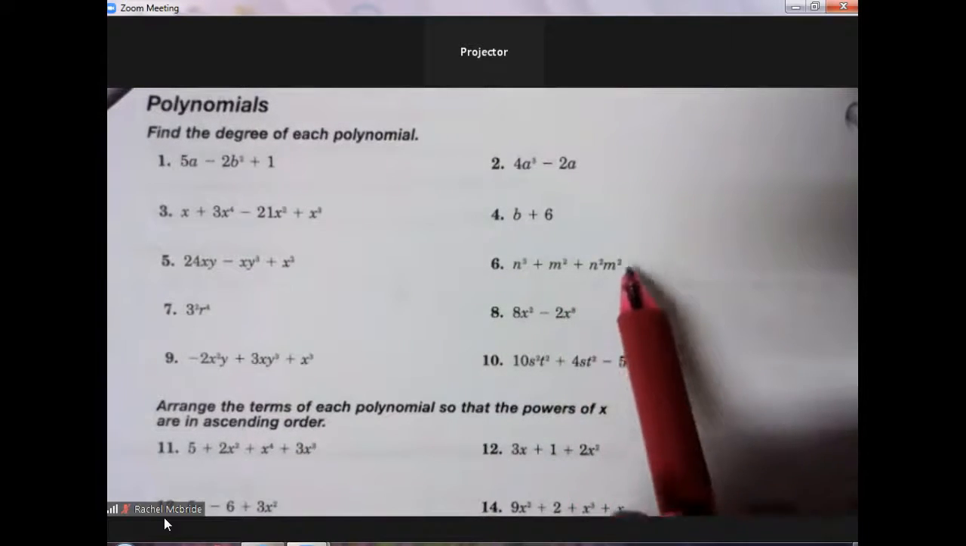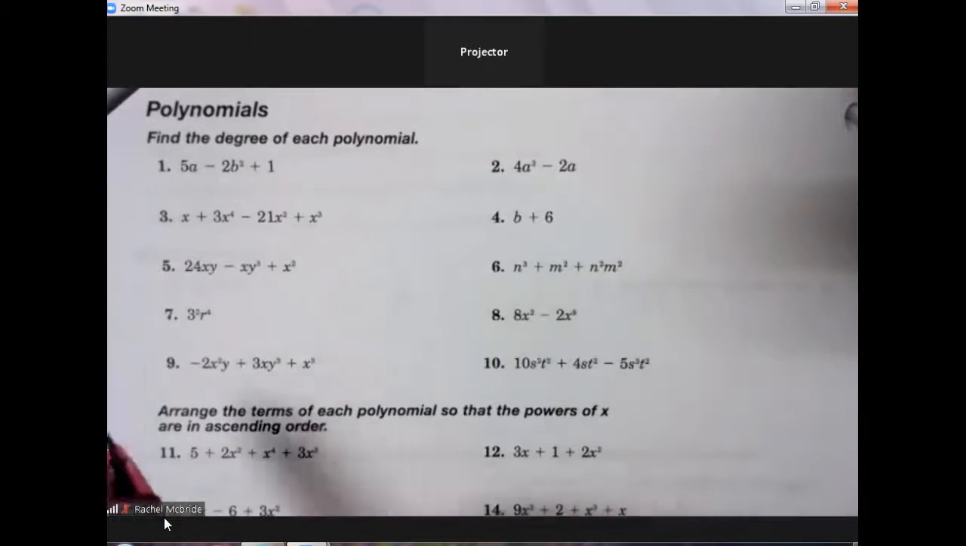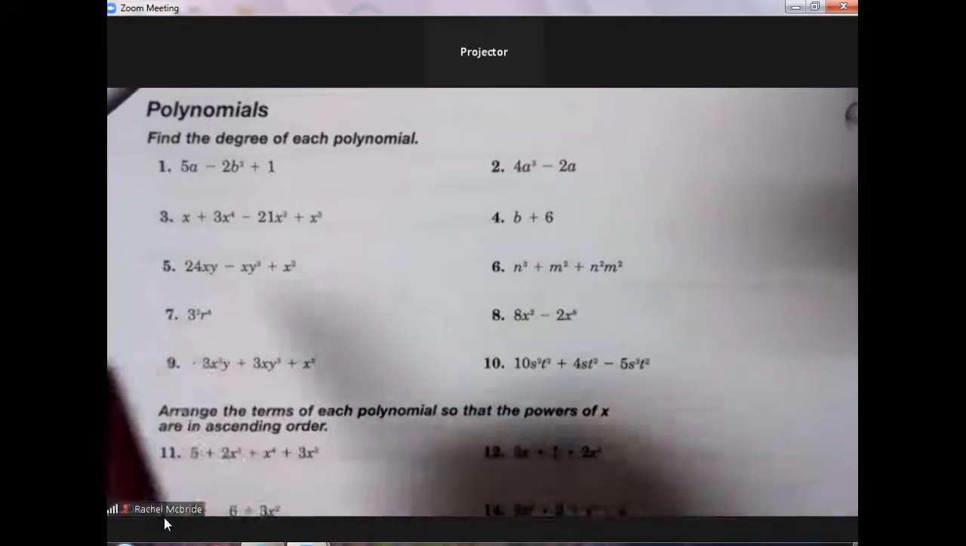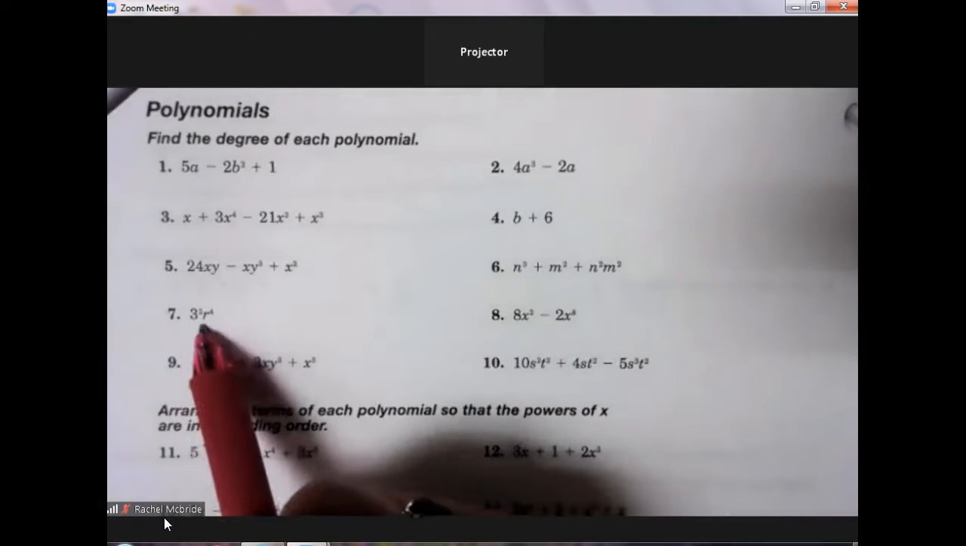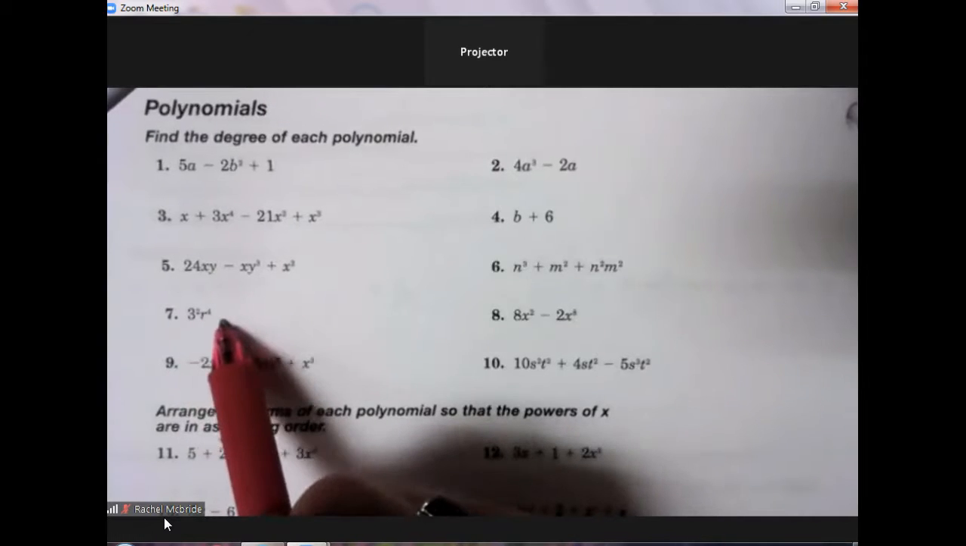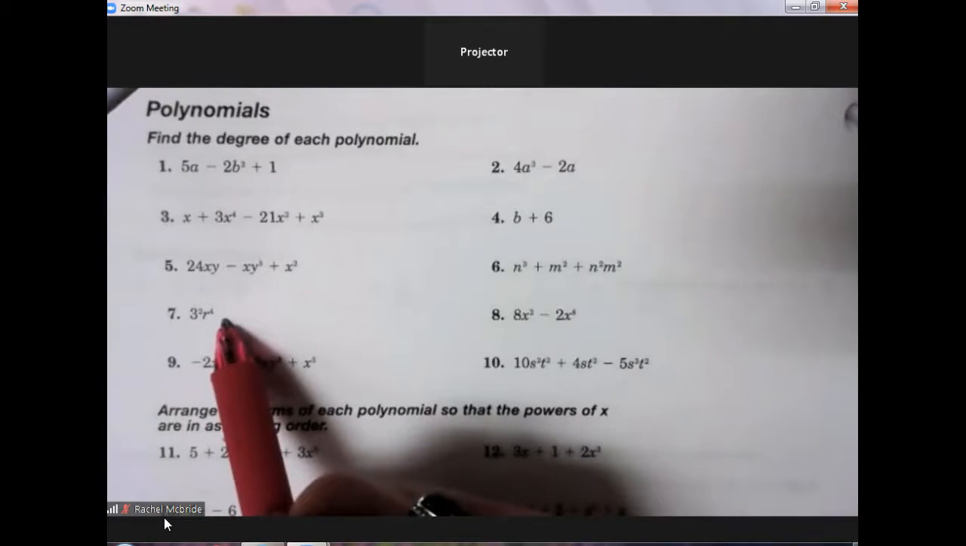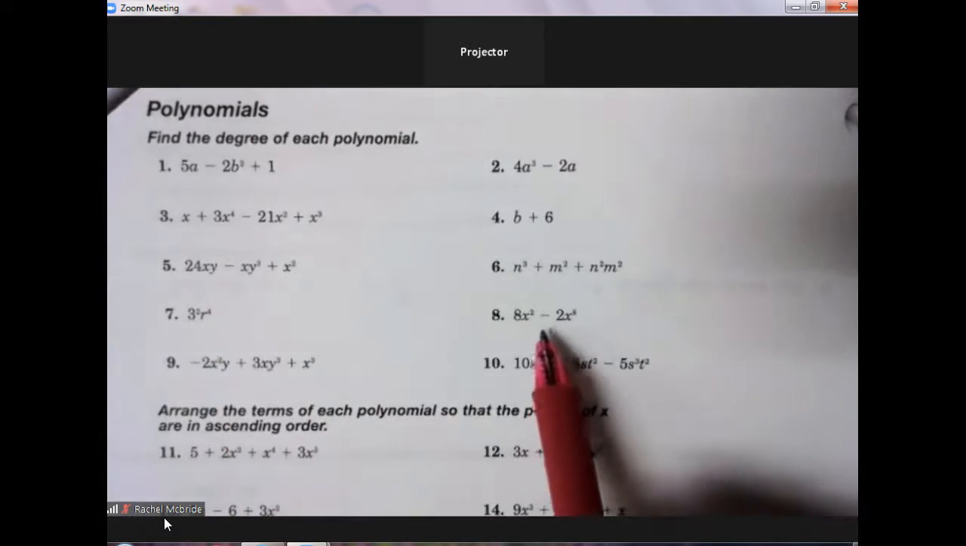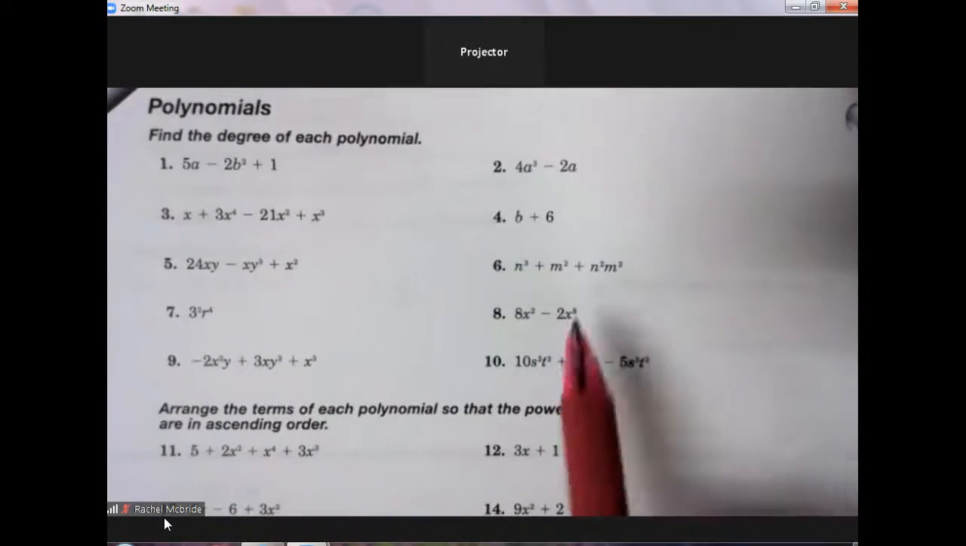Number 6 is degree 4. And then number 7, don't fall for the trap, that is 3 squared, which is really 9. So you get 9r to the 4th, so the degree in 7 is 4, not 6. And number 8, the degree is 8.